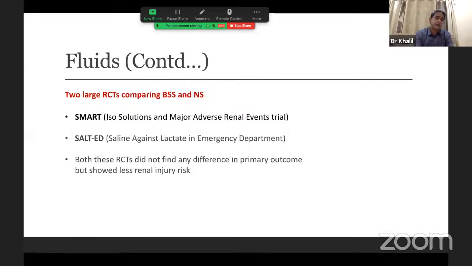Now, there are two large randomized controlled trials comparing the balanced salt solution, which is Plasma-Lyte or Normosol, with normal saline. These two studies, one is the SMART, that is isotonic solutions and major adverse renal events trial, as well as the SALT-ED, which is saline against lactate in the emergency department. Both these RCTs did not find any difference in primary outcome, but certainly it showed less risk of renal injury.